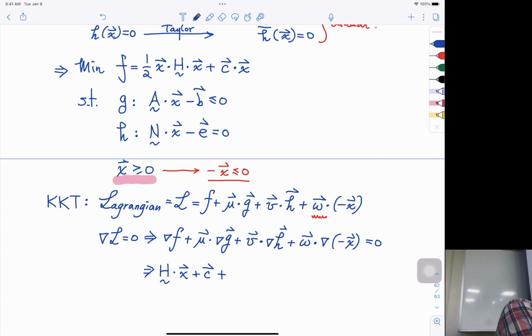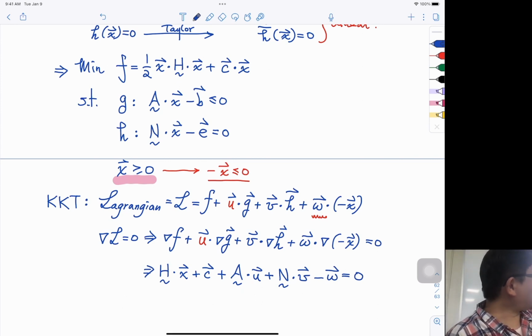Sorry, one mistake. This time I'm not going to use mu. Instead of mu, I'm using small u. So we have u, v, w, not mu. So over here, the gradient of G gives me capital A and the coefficient u. Gradient of H gives me capital N, the product of V. The last one at the end, I will have minus w, because the derivative of x ends up with 1, right? Okay, that's one equation.